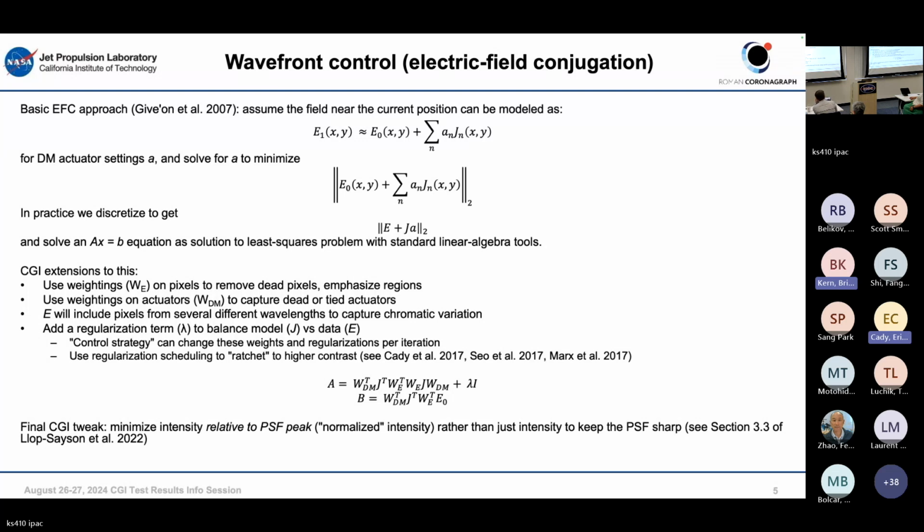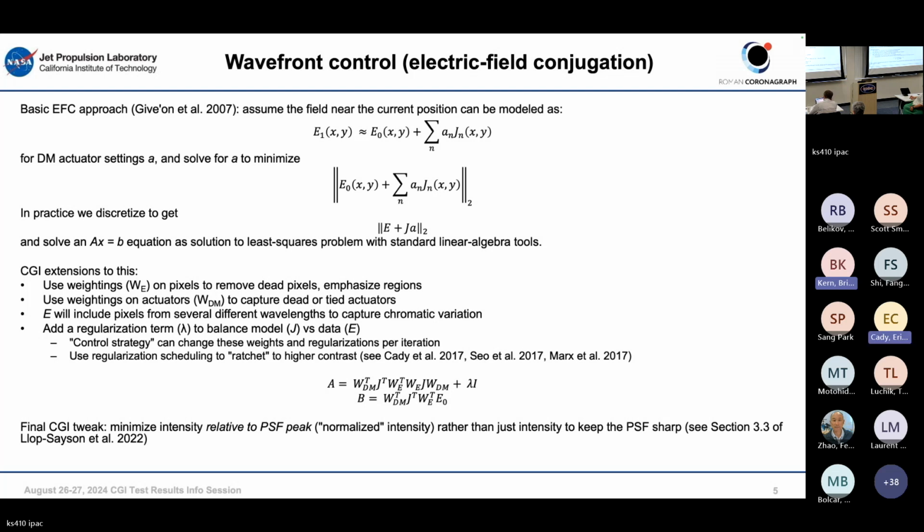Similarly, we do these things on a DM. We use it to capture dead actuators, tied actuators. We have both of those things. And I will say the tied actuators are actually intentional. CGI has a lot of tied actuators in the corners and the center region, which saves us a lot of mass and power on our DM electronics. So that's actually a good thing. We just need to take it into account.